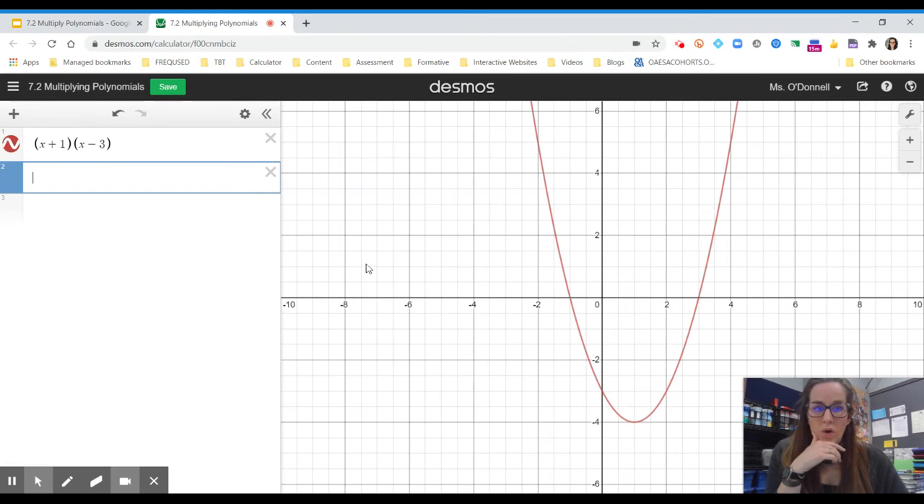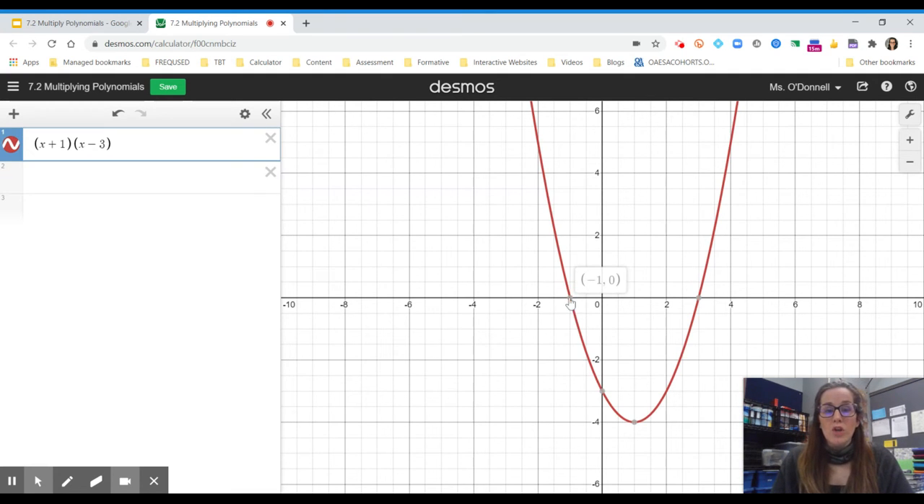Okay, so hopefully you can see my Desmos screen. And you see I've already graphed x plus 1, x minus 3. So there's a couple of key values that you want to pay attention to here, right? Hopefully you notice if we look at our x-intercepts, our first x-intercept is at negative 1. Notice we have a plus 1 in our equation. Our second x-intercept is at positive 3. Notice I have a minus 3 in my equation. Okay, so that's something to keep in mind.